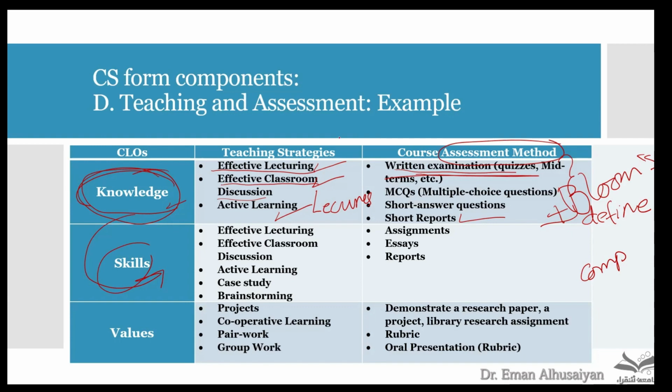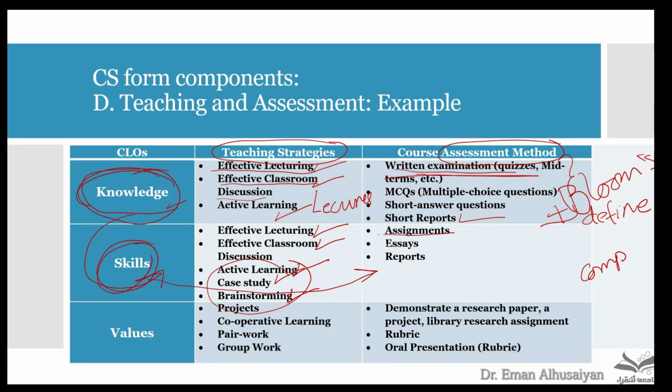Now let's go to skills. What are the teaching strategies appropriate or more effective for skills? Again, effective lecturing, effective classroom discussion, active learning, case study, brainstorming. That's why, for example, skills are more prominent in courses of writing, for example, in courses that measure students' language skills, reading, speaking, listening, writing, because brainstorming and active learning are so apparent in this type of language skills. How can I measure students' skills?